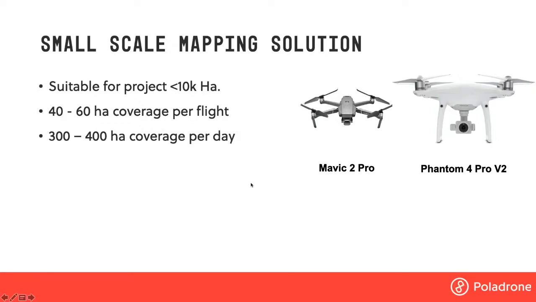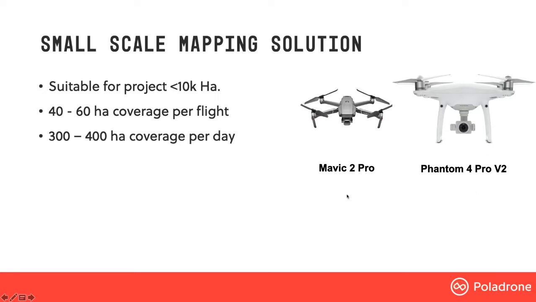acquire the data. In here there are two types. For the first type, we are talking about the small scale mapping solutions. For small scale mapping, we need smaller drones, which don't require a high capability to capture a bigger land. The suitable choices are the Mavic 2 Pro and the Phantom 4 Pro version 2.